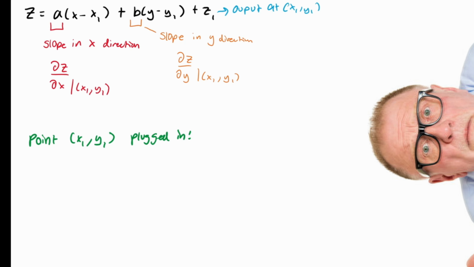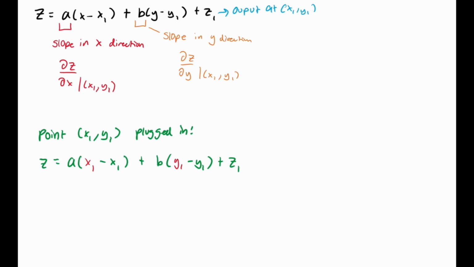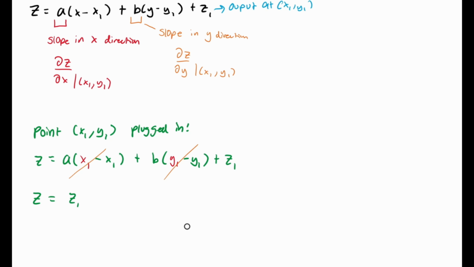So now, why do we have to set up this weird, confusing looking equation? Well, let's plug the point x1, y1 into the tangent plane equation. You can see that the first two terms cancel out since they're being multiplied by 0, and now we have z1, which is exactly what we want. This ensures that the tangent plane goes through the point x1, y1, z1.